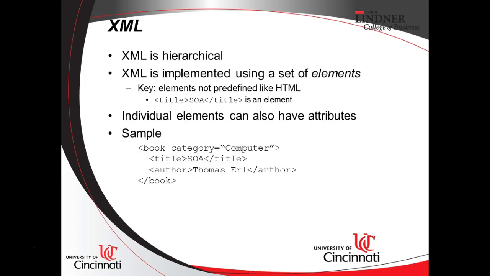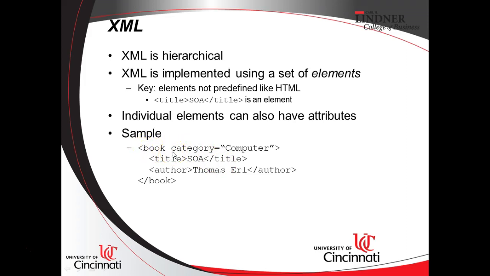So XML is hierarchical, so it is made of a set of elements, and elements can have attributes as well. So an element, we talked about this a little bit earlier, we have open title and closed title. That would be one element. And then the text in between is SOA. So that would be what we would call child text, or the text within an element.